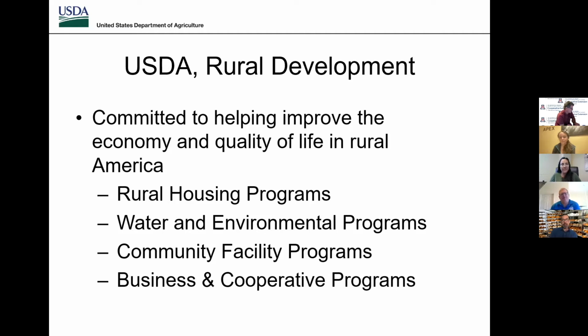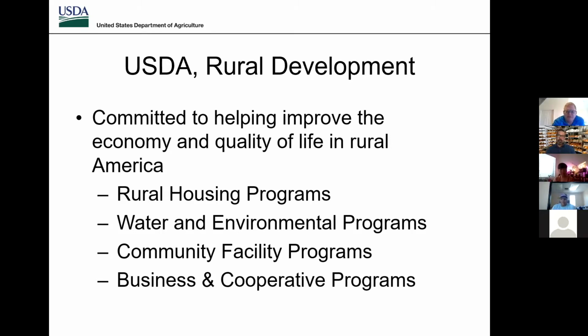Secondly, our water and environmental programs are designed to provide water and wastewater systems to rural communities. Community facility programs are designed to provide those essential community facilities necessary for the orderly development of a rural community. Those are things like, for example, city halls, libraries, schools, fire equipment, fire stations, ambulances, things like that that will assist in the orderly development of a community.